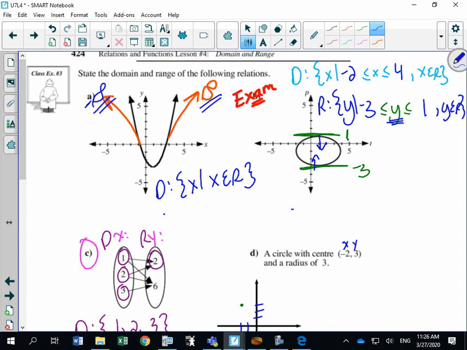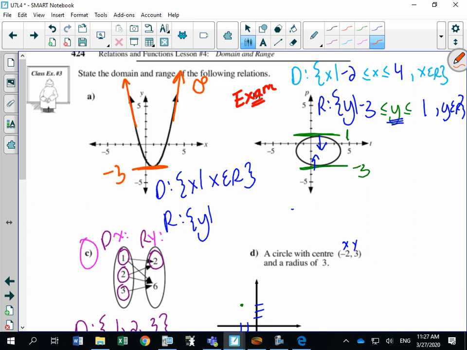For the range, y is such that. Okay, this graph does have either a smallest or biggest y value. Are you able to look at this graph and tell me what that would be? If I said, what's your biggest y value? You'd say, well, it keeps going up to infinity. What's your smallest y value? Negative 3.